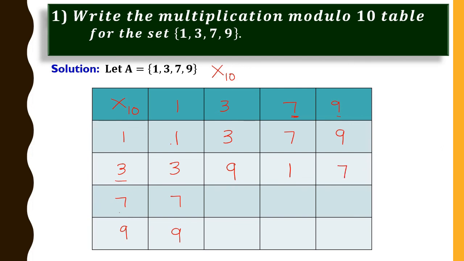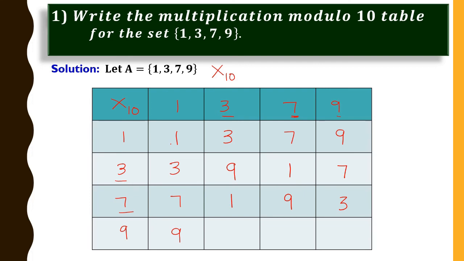Now what is 7 into 3? Again 21. If you divide 21 by 10, the remainder is 1. Next, 7 into 7, 49. If you divide by 10, remainder is 9. Next, 7 into 9, 63. If you divide by 10, the remainder is 3.